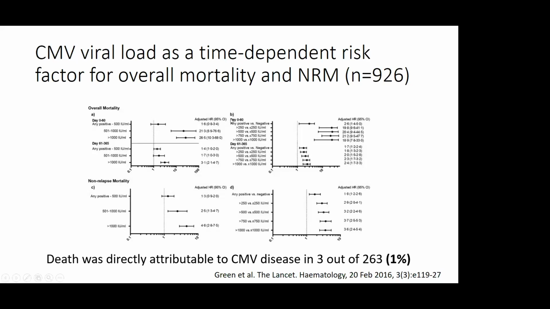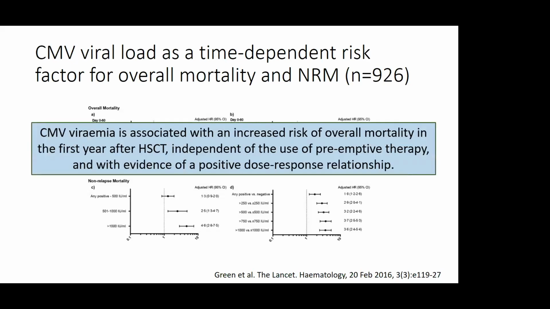The other thing is, if you look here in the overall mortality, first 60 days, and you look at the viral load here, 250. Any viral load that is more than 250, which is not really huge, has an adjusted hazard ratio of death of 19.8%. So the conclusion from that paper overall was that the viremia was associated with an increased risk of mortality in the first year, especially the first 60 days, independent of the use of preemptive therapy.